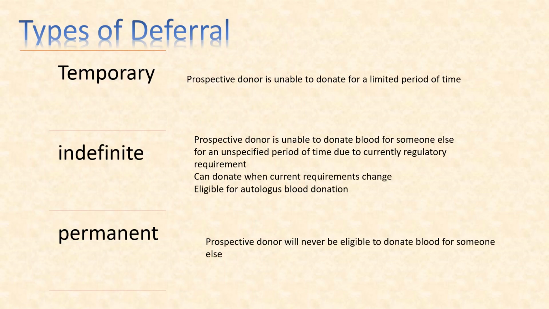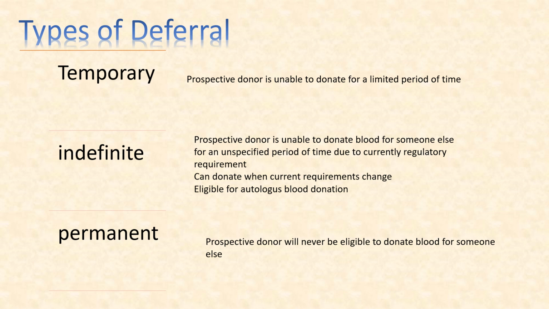So there are three types of deferral. Number one is temporary. That means that the donor is unable to donate for a limited period of time. Second is indefinite. That means that the donor is unable to donate blood for someone else for an unspecified period of time due to current regulatory requirements, but can donate when the requirements change, and he or she is eligible for autologous blood donation.